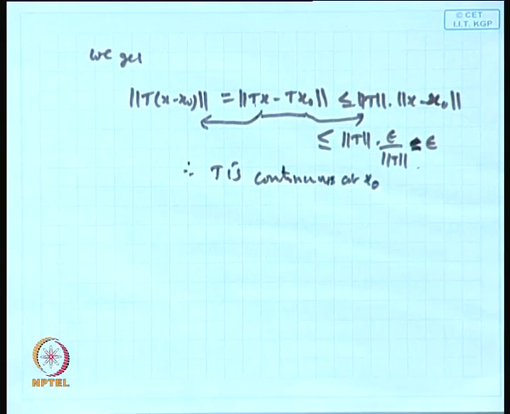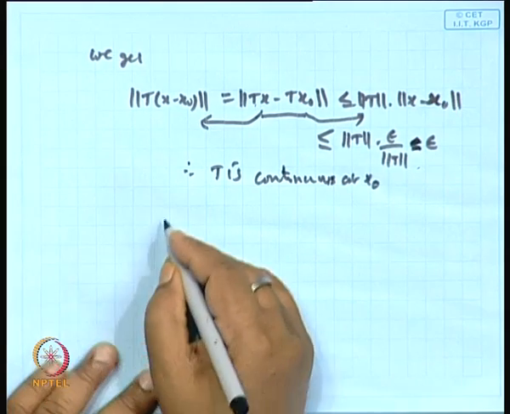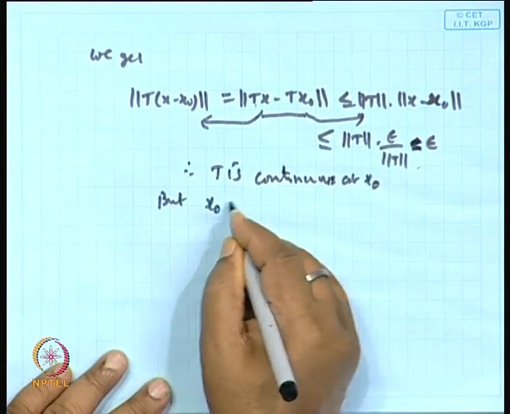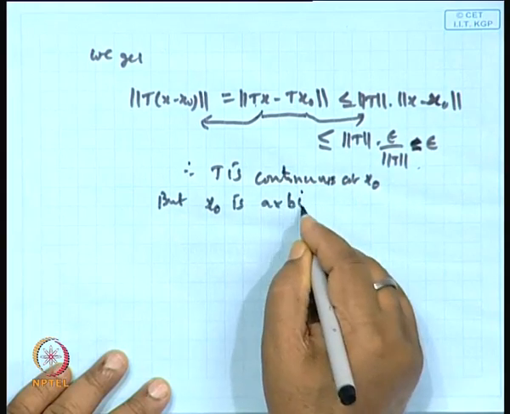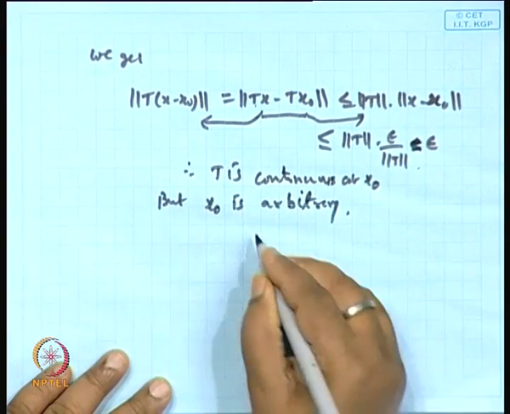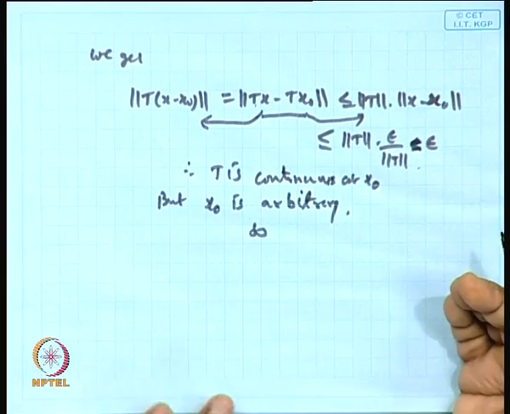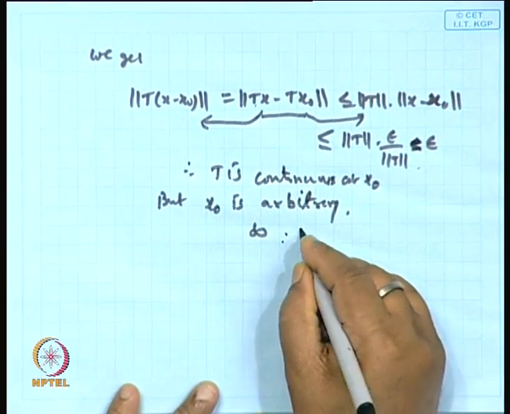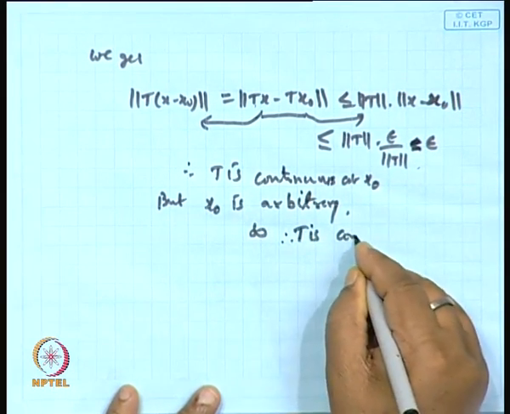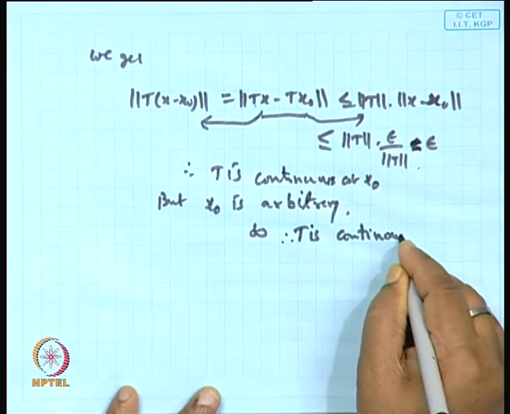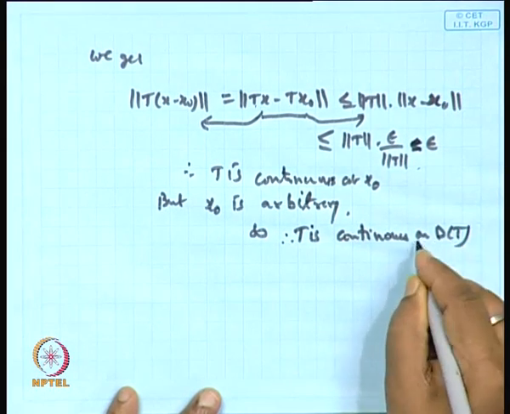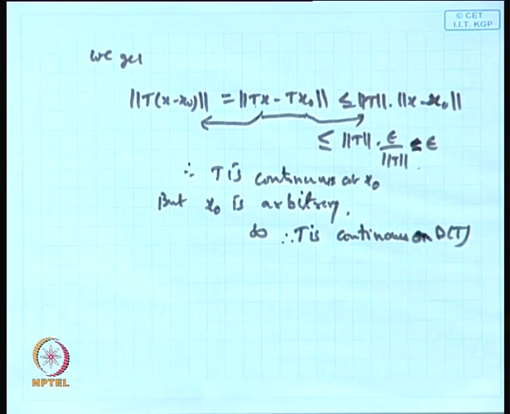But x naught is an arbitrary point, so we can choose any point. Therefore, T is continuous throughout the domain D(T). Now, let us see the converse part.